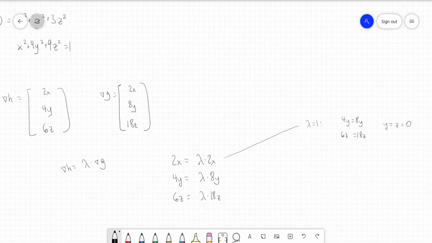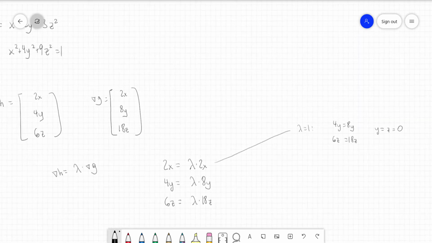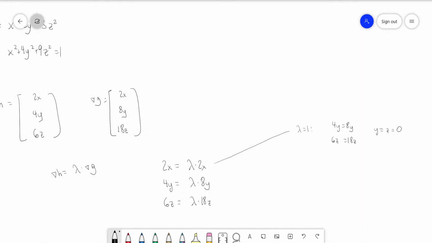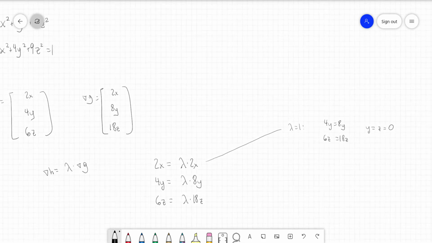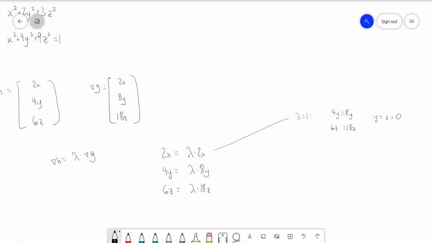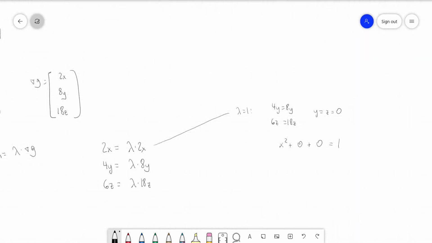So if y and z were equal to 0, then going back to the equation of the ellipsoid, our constraint equation, x squared plus 4y squared plus 9z squared, but y and z are both 0. So therefore x could be plus or minus 1. So right now that gives us two potential points where we might have a max or a min.